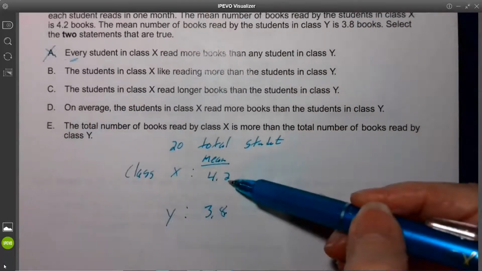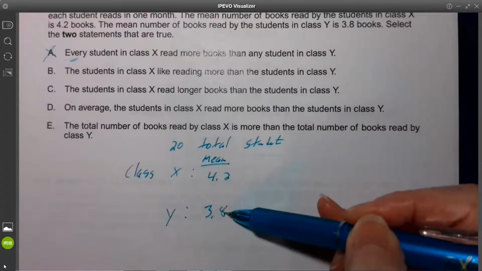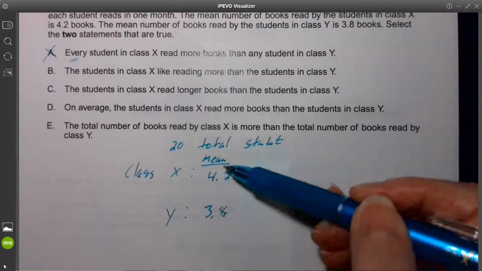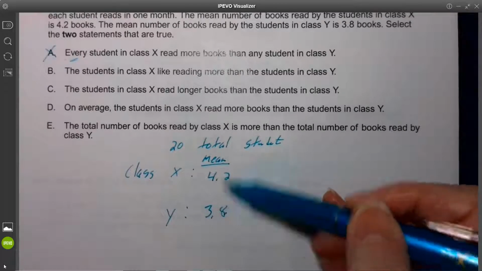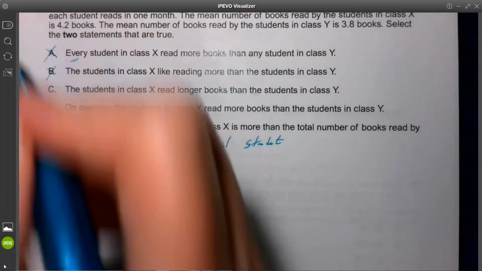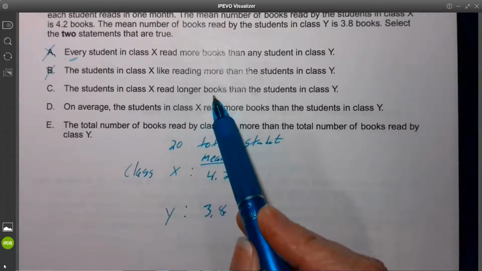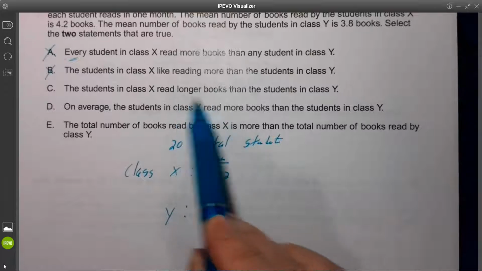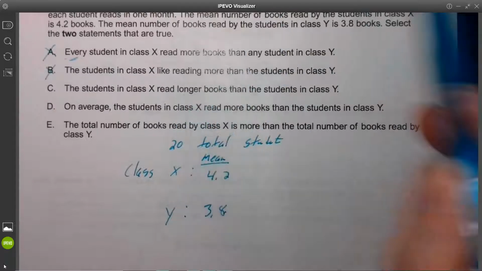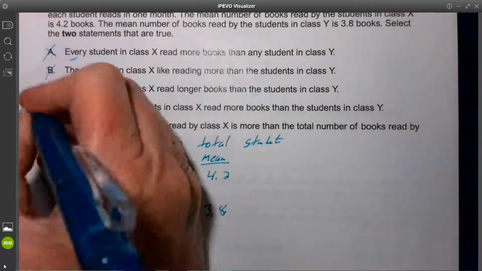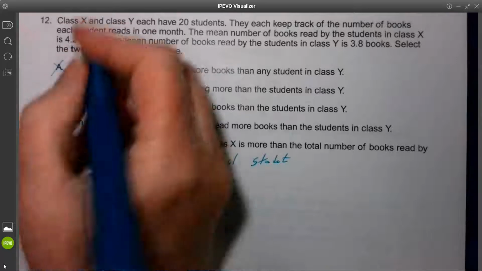The students in class X like to read more than students in class Y. I can't say anything about whether they like it or not, because these are just numbers. We can't use that one. The students in X read longer. Is this talking about how long they read the books, or what size the books were, or just the number of books? Notice it just says number of books. So that one's out.